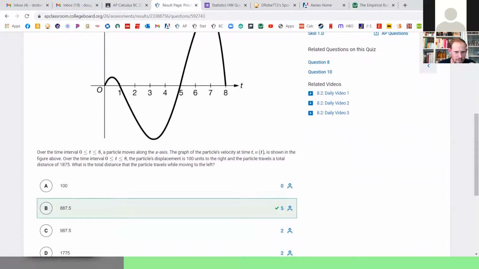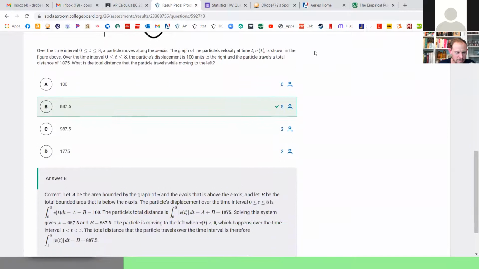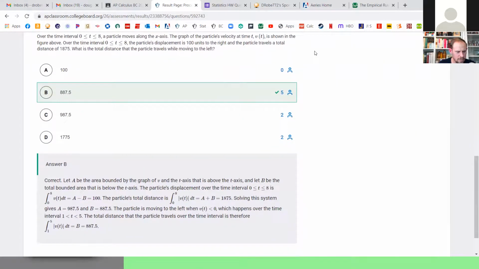So, yep. Let's see, what did they go about doing? The integral from 0 to 8 of the velocity is just 100, and that's the displacement. The integral from 0 to 8 of the absolute value is 1875. Solving this system gives that. Oh gosh, they set up a system of equations. So we have some motion to the right, some motion to the left, I guess is what they're doing. But since it's the total distance traveled, it doesn't matter which one's positive and which is negative because it's just total amount of motion. All right.